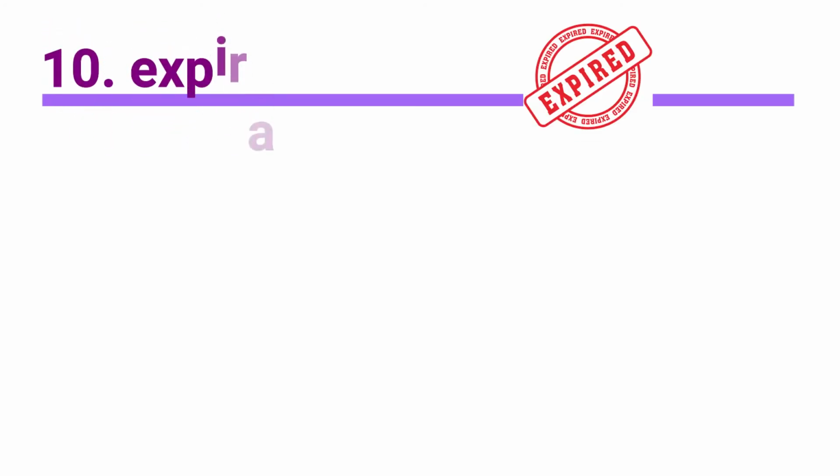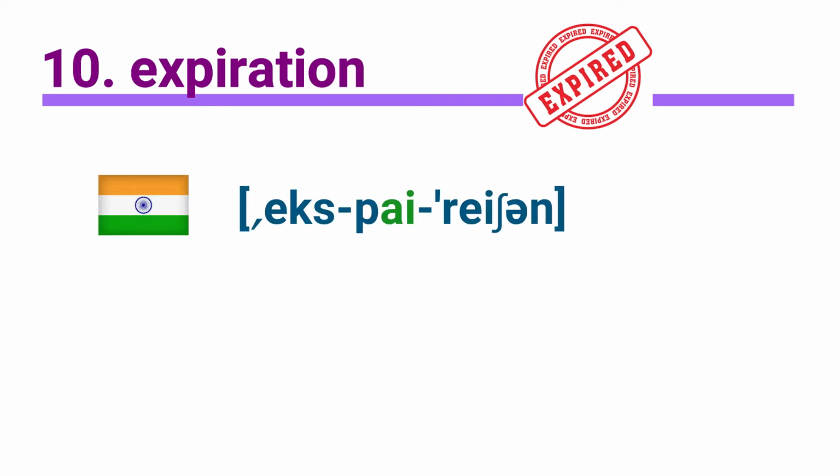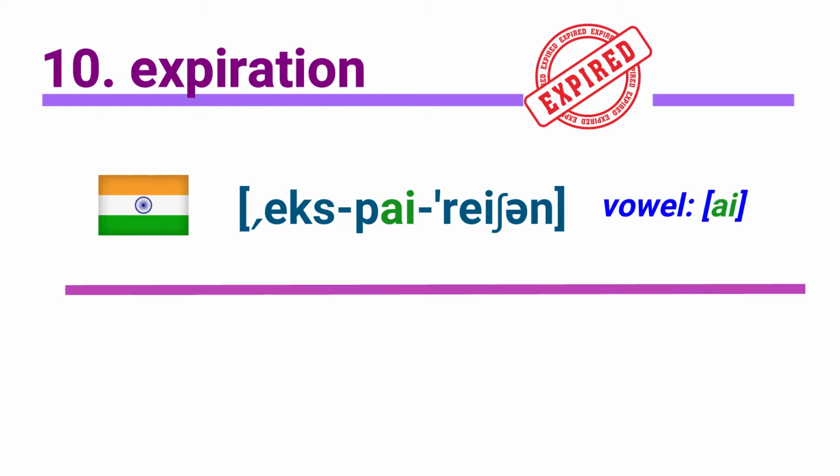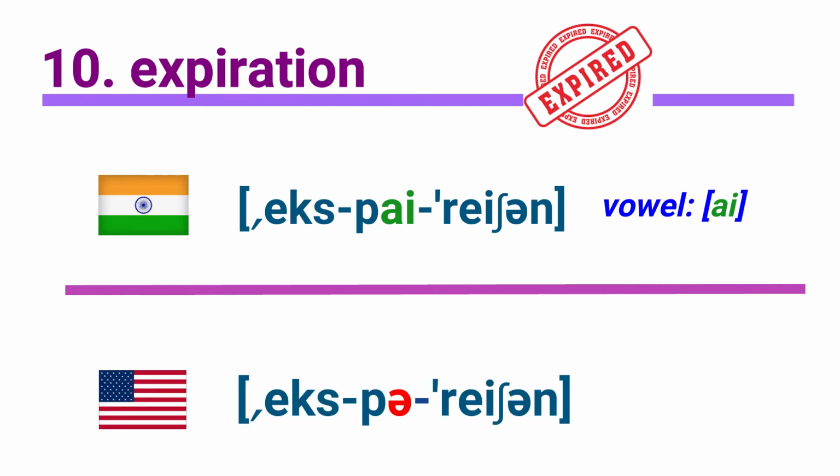Next is EXPIRATION. My friends from India tend to pronounce it as expiration, with the vowel of I. And my American friends pronounce it as expiration, with the vowel of schwa.